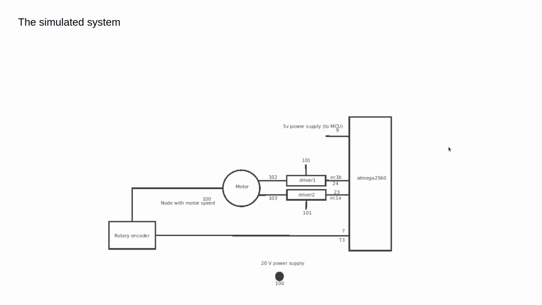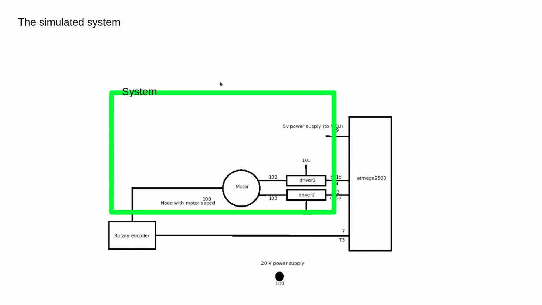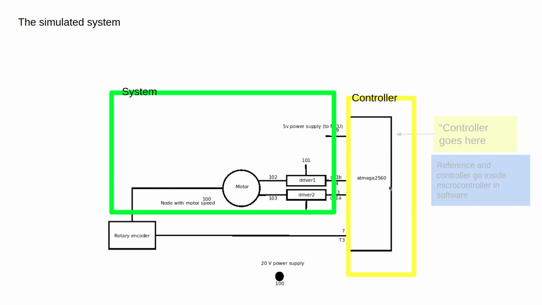And this is the system that in total we are trying to simulate. This is the motor for which we saw the differential equations, along with some drivers here. So this is our system, or you can refer to it as the plant. This is the controller. The controller goes inside the microcontroller in the form of software. So the integrator, or however you are changing the reference, calculating the error, everything happens in software inside the microcontroller.